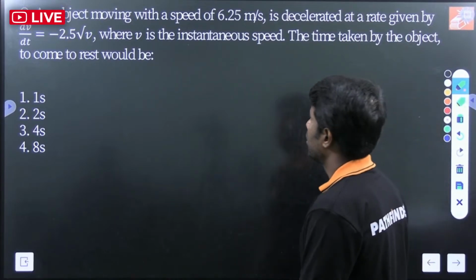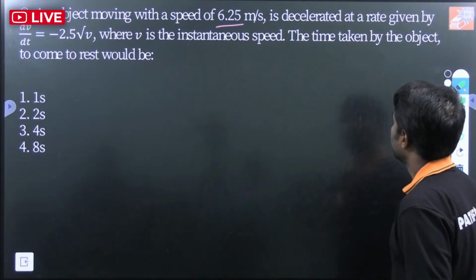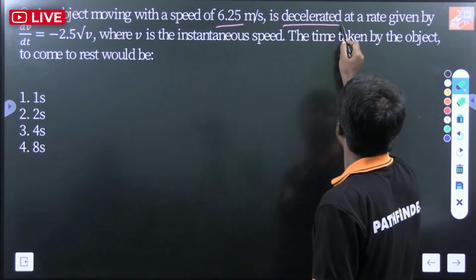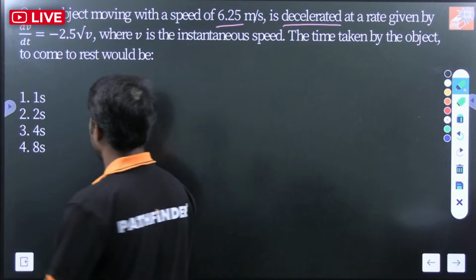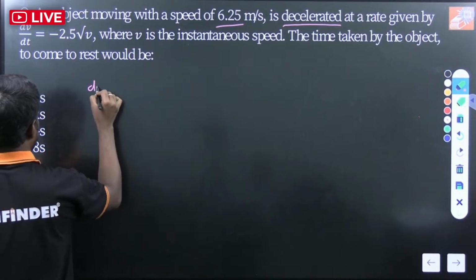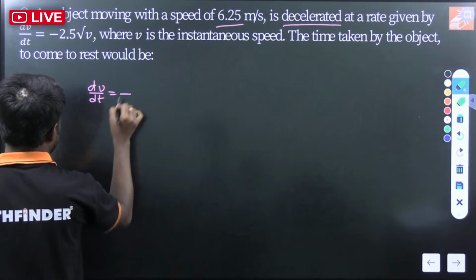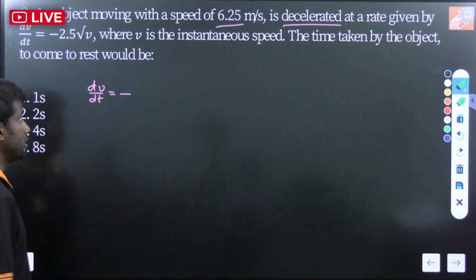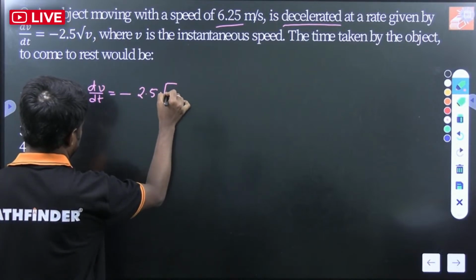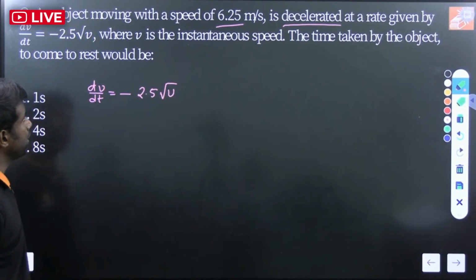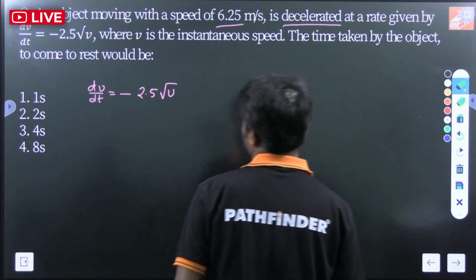Okay. So the speed is accelerated at a rate given by dv by dt. So deceleration or retardation dv by dt, which of course will have a minus sign because it is retarding, is 2.5 into root v, where v is the instantaneous speed. And they are asking for the time taken by the object.